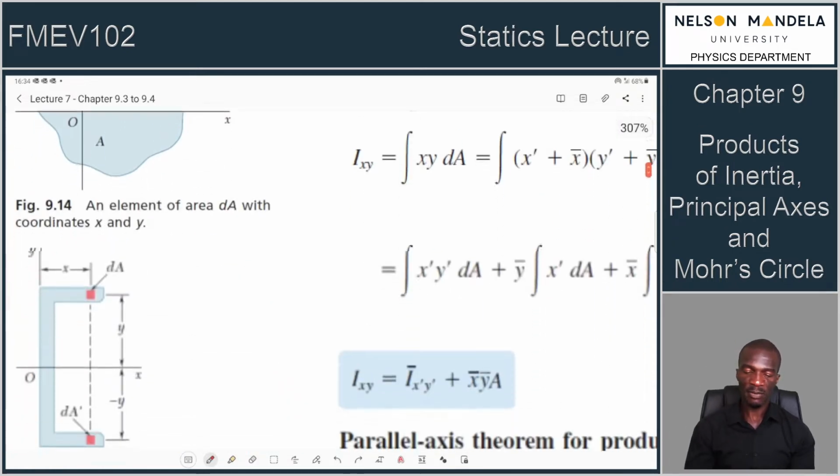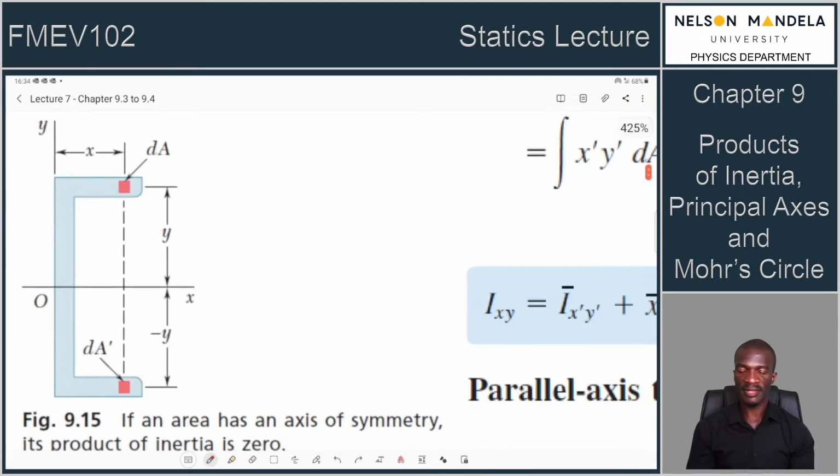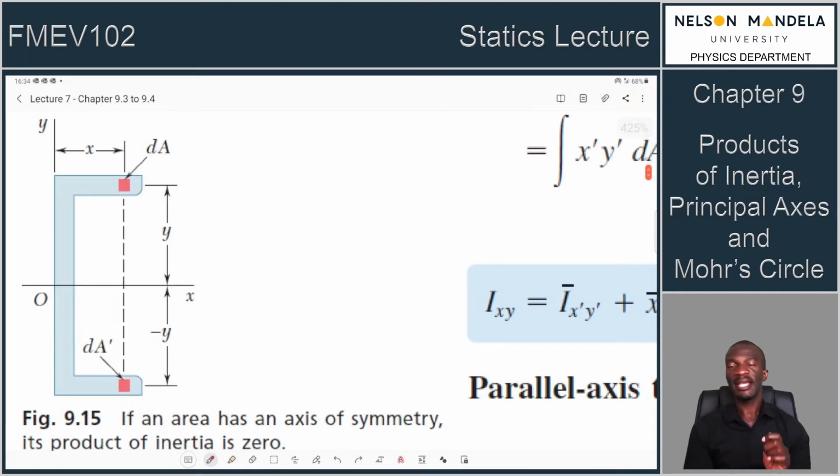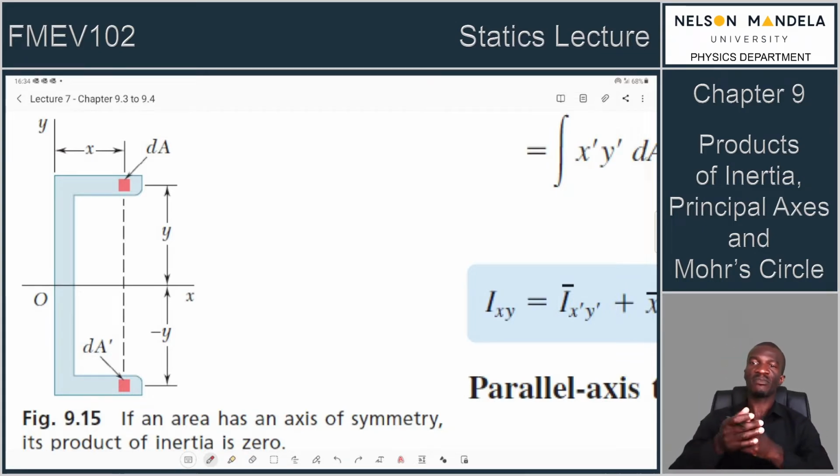Now there's a special property of the product of inertia that arises when an area has a line of symmetry. When an area has a line of symmetry or some axis of symmetry, then its product of inertia is 0. So that's a special property.